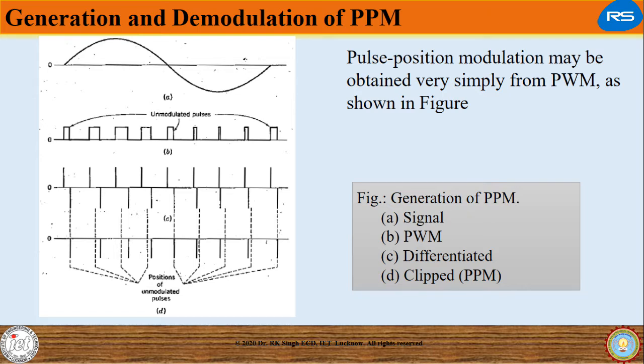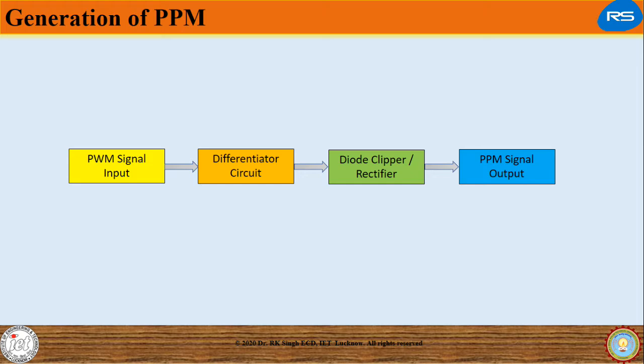Here we have the original master signal, a sinusoidal signal, a PWM waveform, its differentiated version, and the positive half clipped. In this way we obtain pulse position modulation. So the generation of PPM can be obtained by using a differentiator circuit and a diode clipper or rectifier circuit.